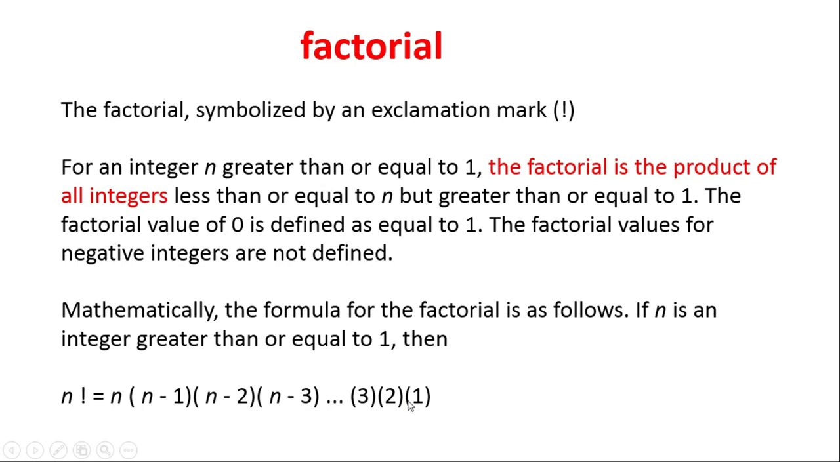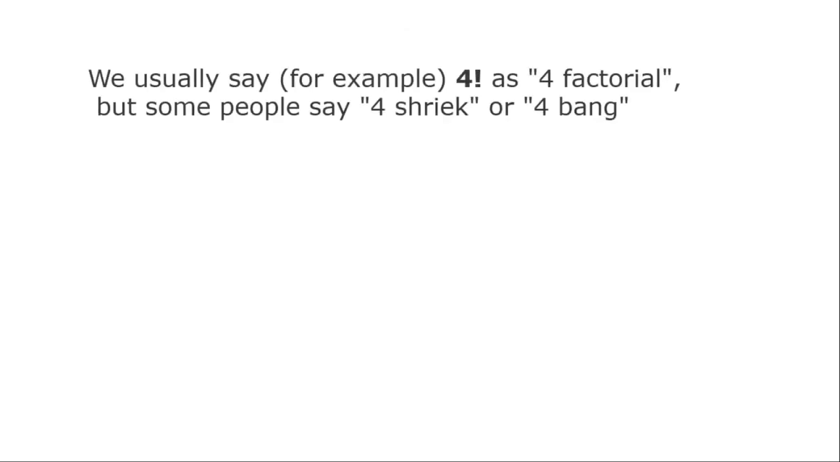Then 5 factorial is equal to 5 into 5 minus 1 into 5 minus 2 into 5 minus 3 into 5 minus 4, up to 1. That means 5 factorial is equal to 5 into 4 into 3 into 2 into 1. We usually pronounce 4 factorial as "4 factorial", but some people say "4 shriek" or "4 bang". These are alternative names for the factorial.